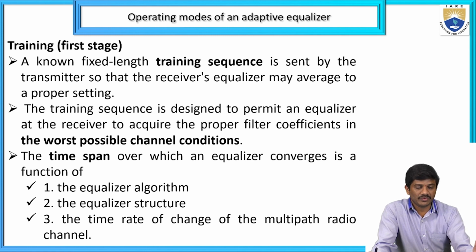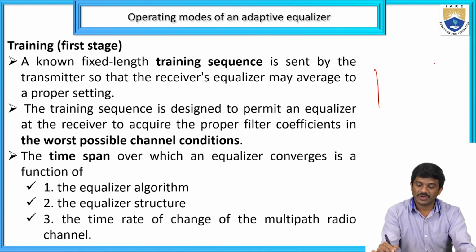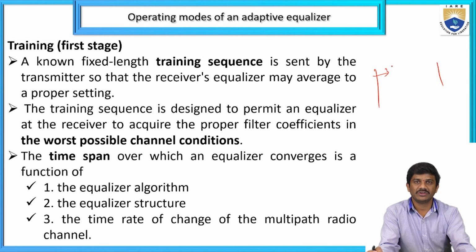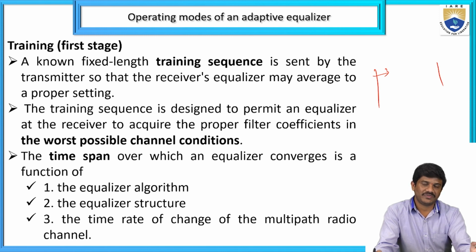Whenever we go with the operating modes of the equalization, the first one is the training section. That is the first stage. We have the tracking section also, the second stage. Coming to the first stage, what will happen? Here we go with some training sequence that is of fixed length. We know what the sequence is, and it is sent by the transmitter to the receiver. We know what the bits are: 3 bits or 4 bits or 8 bits or 16 bits. Then the receiver equalizer may be averaged to the proper setting. That is the first stage.